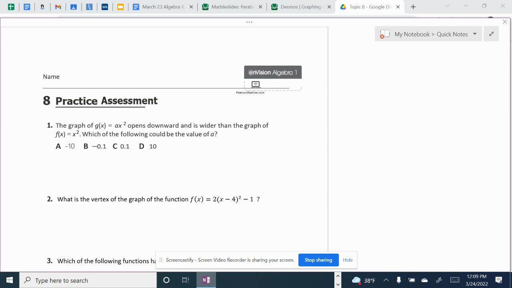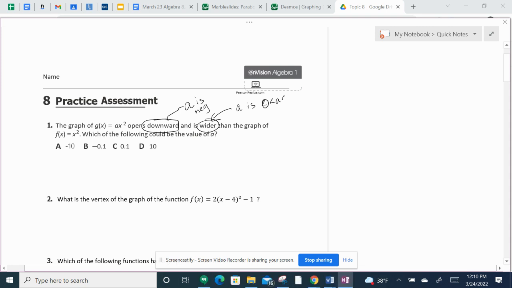The first one says the graph of g of x equals ax squared opens downward and is wider than the graph of f of x equals x squared. Which of the following could be the value of a? Guys, there's two words that are really important here: the word downward and the word wider. And what I know about down is our a is negative. And what I know about wider is that a is between 0 and 1.